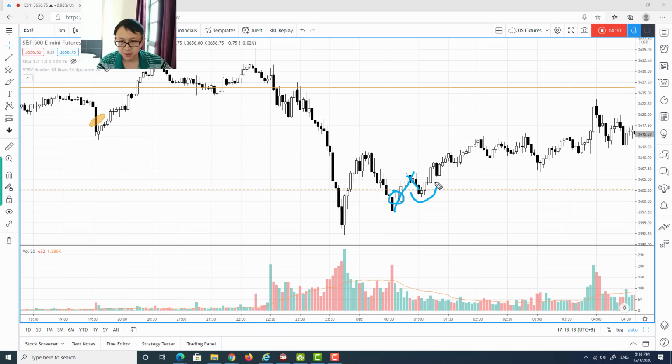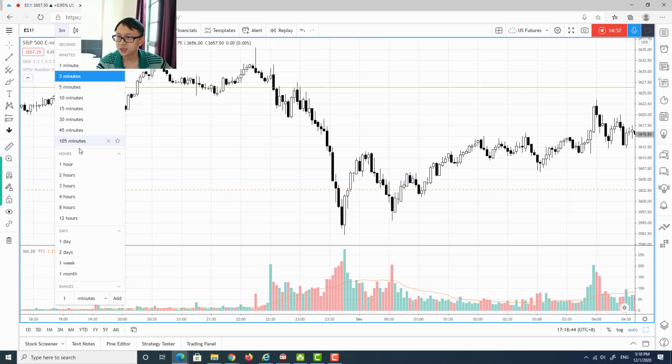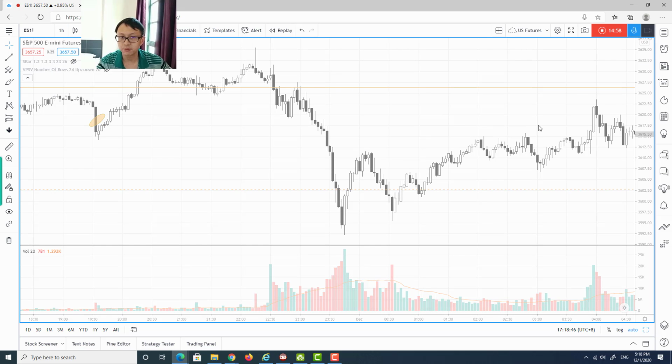So that could be some kind of long entry, and eventually you probably can get until this previous swing high level, and you can see that right after that it just goes into this consolidation mode. All right, but overall this is a bit too late for me, about 12 to 1 a.m. at my time zone. So that's the trade review.